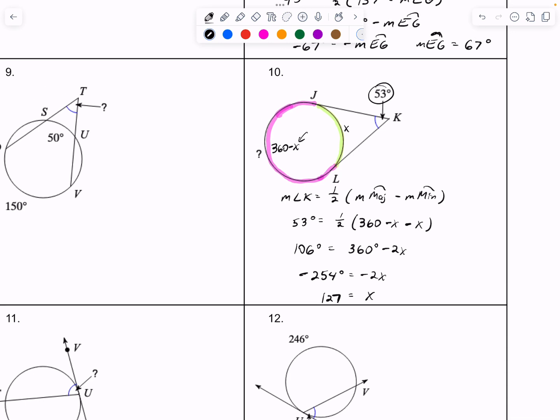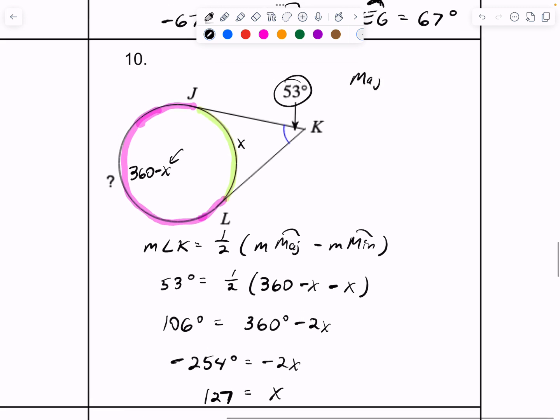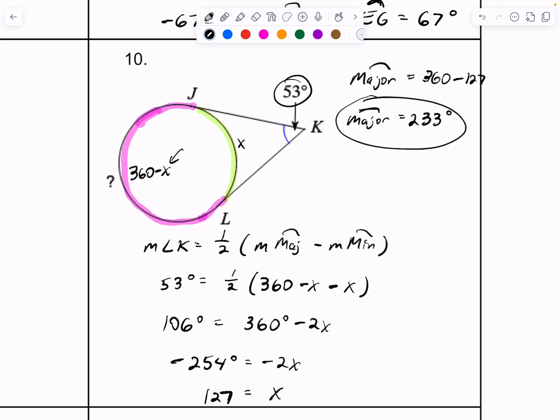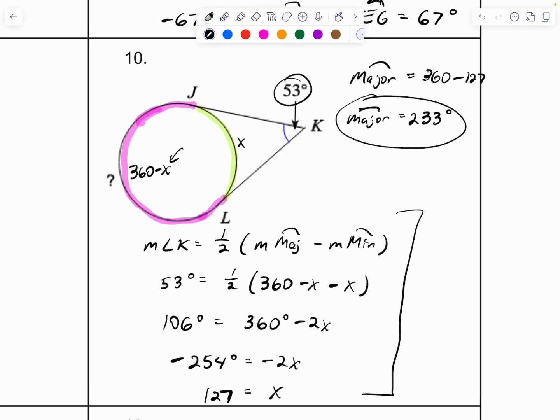So I'm going to plug in that 127 where it says X. So the major arc is equal to 360 minus 127, which is 233 degrees. So this is the answer, but all of the work down here was able to lead me to that answer. Okay, guys, so I'm going to pause here.